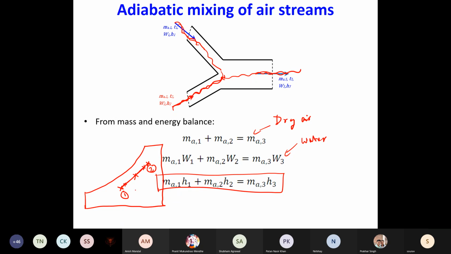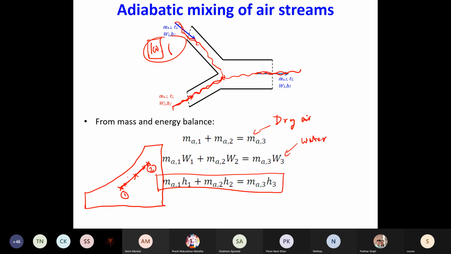So if you have two streams, you can directly join these two points and find out the exit state based on the mass ratios, or ratio of mass flow rates, of the two streams. If it is 1:1, then it will be the midpoint. If it is 100:1, then whichever has 100 times more mass flow rate, the exit state would be closer to that.